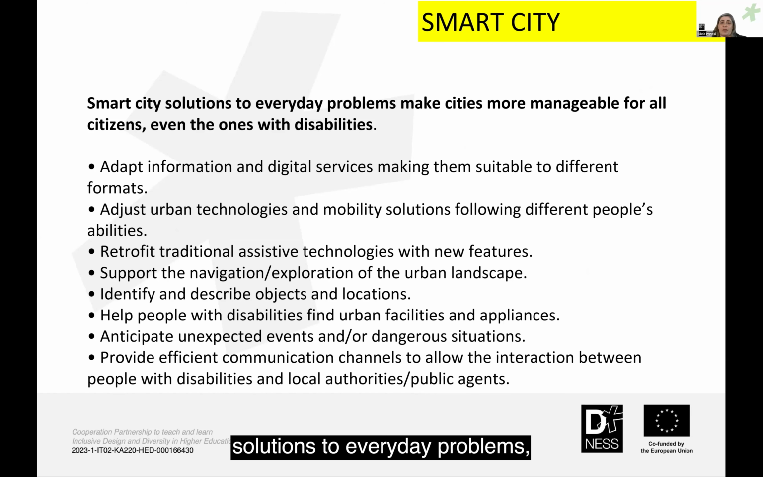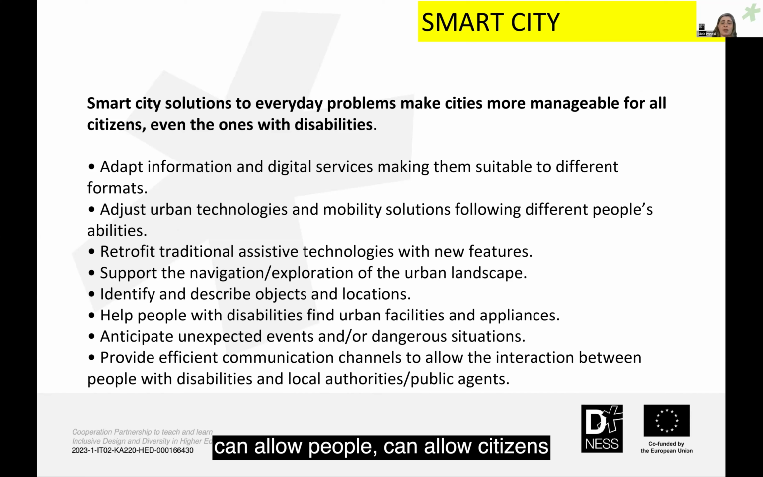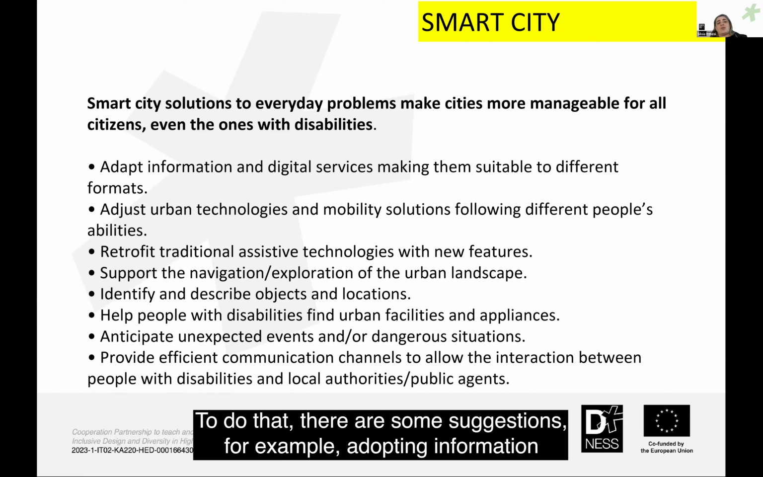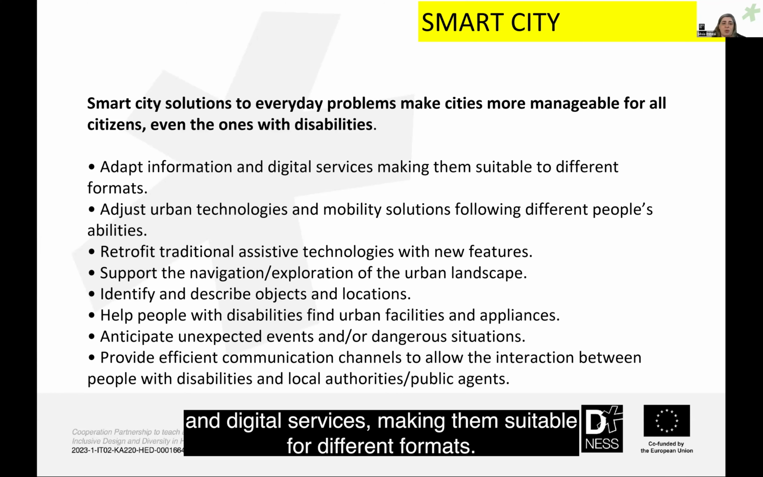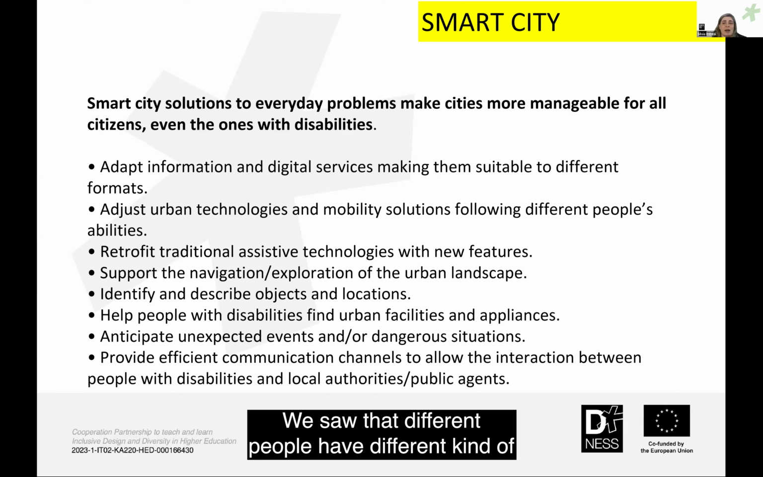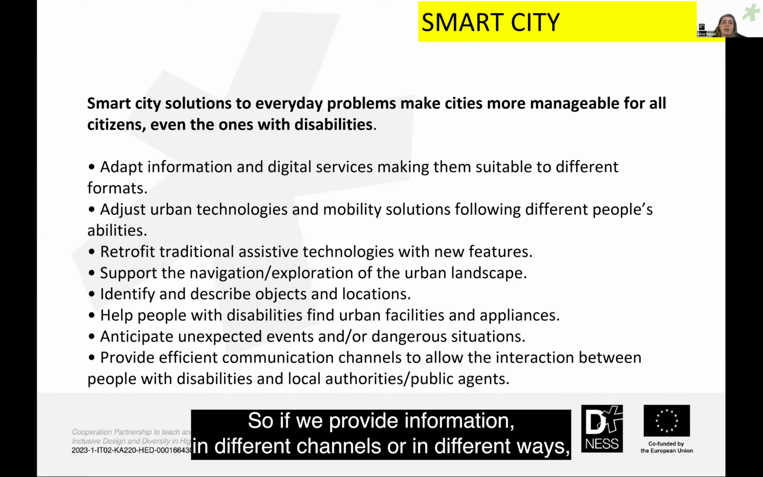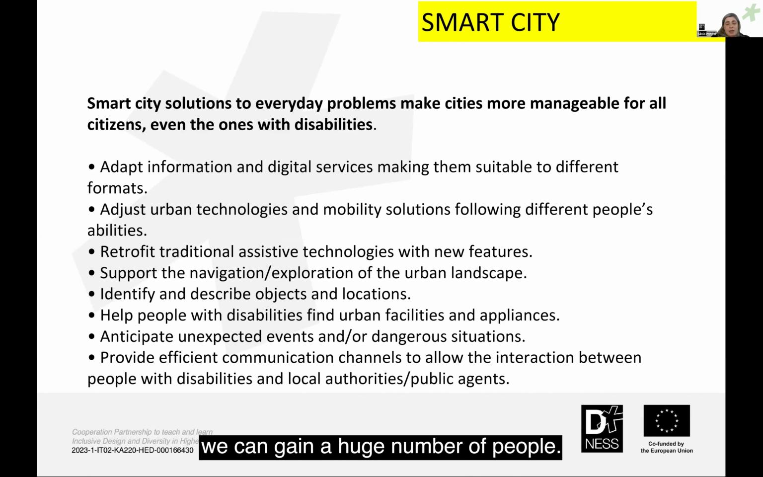Smart city solutions to everyday problems can allow citizens to better interact with the city. To do that, there are some suggestions. For example, adapt information and digital services, making them suitable for different formats. We saw that different people have different kinds of understanding information. So if we provide information in different channels or in different ways, we can reach a huge number of people.